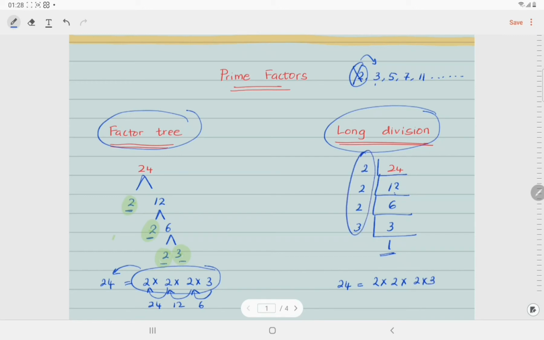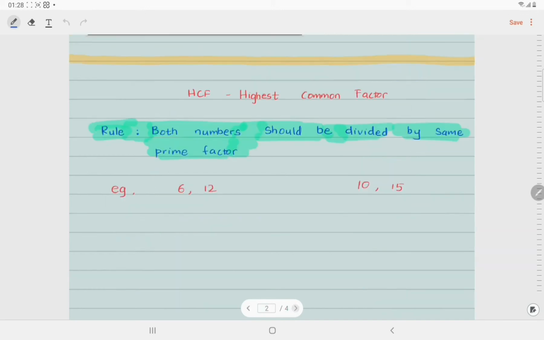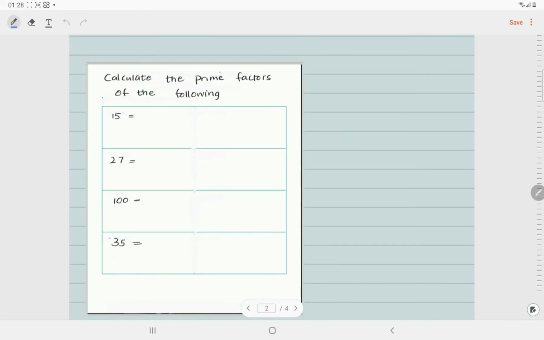You got your factors, and if you work it out, 3 times 2 is 6, 6 times 2 is 12, 12 times 2 is 24. So you are allowed to use any method that you prefer, but my personal opinion is that long division is much easier. So let's do a few examples of calculating prime factors for the following numbers.